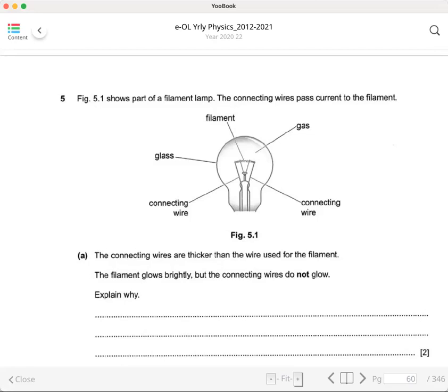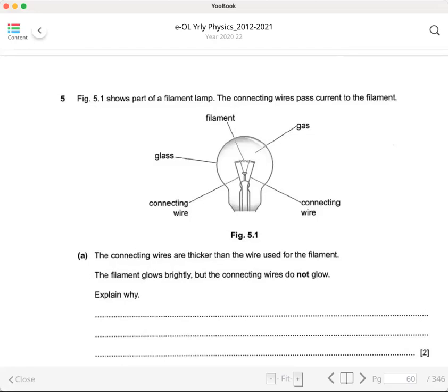Let me read. Okay, Ryan, incorrect. Try again. Okay, Kwan, I'll give you 1 mark for this. The question says the filament glows brightly, why? And then the connecting wires do not glow, why as well? So you need to answer these 2 parts. These 2 parts, I'll give you 1 mark each.